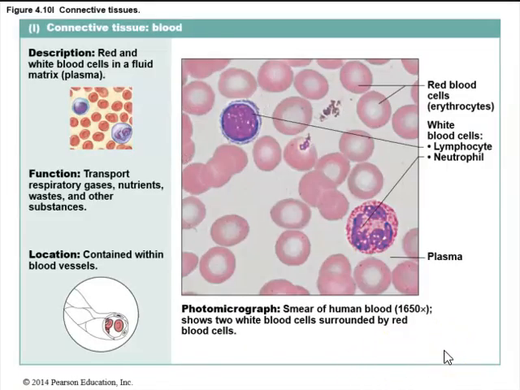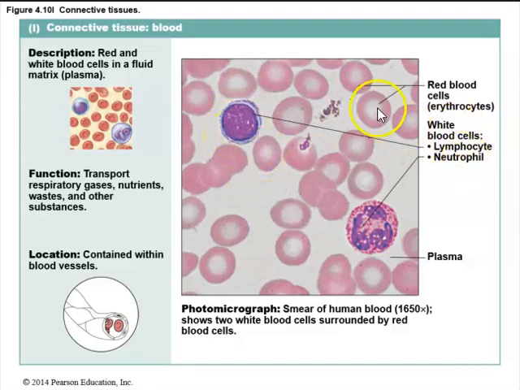So here we can see some of our examples of our blood cells. In this specific slide, we can see our multi-lobed nucleus of the neutrophil. We can see granules in the cytoplasm. It's a type of granulocyte. And here we can see that fried egg appearance of the lymphocytes. So the large nucleus with a very small amount of cytoplasm surrounding it.